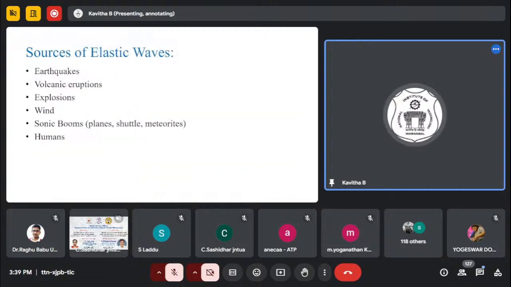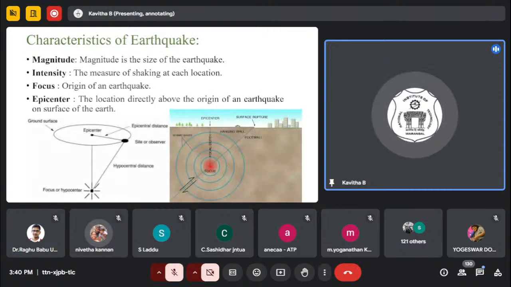Okay, so what are the sources of seismic waves other than earthquakes? Seismic waves are responsible for earthquakes, whereas other types of elastic waves also exist. They may come from volcanic eruptions, from explosions, and some other human-made waves also. So we will define some terminologies before moving on to our subject.